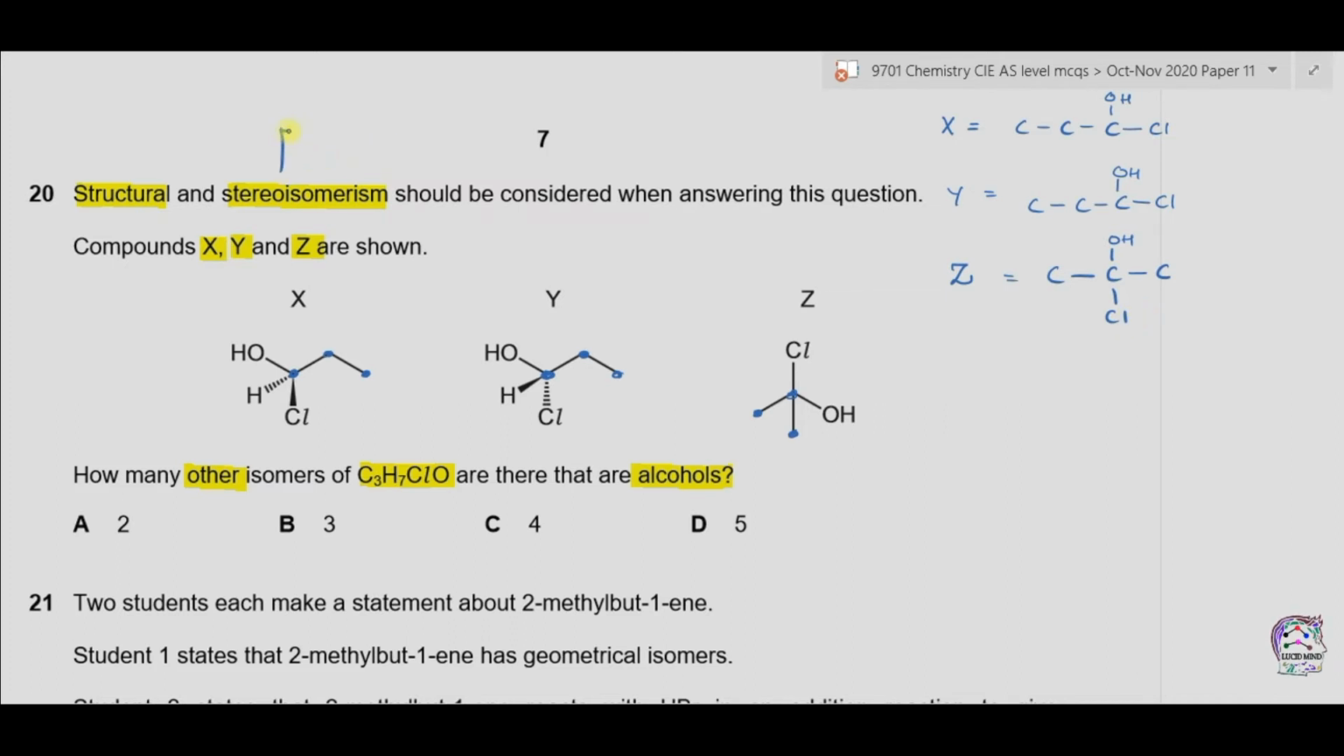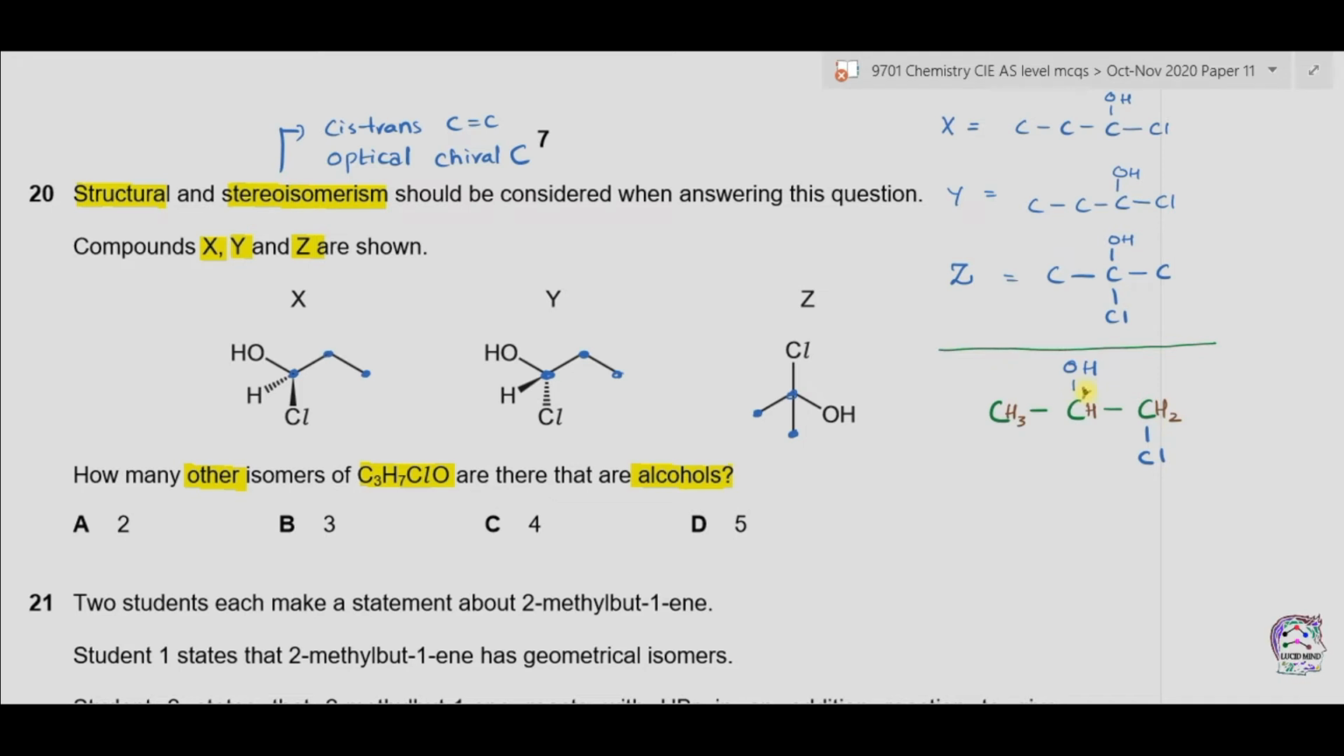In stereoisomerism we have 2 types. Either there should be cis-trans isomerism, which needs a double bond between carbon atoms, or the second one must be optical isomerism, which needs a chiral center. Let's draw the structures that are different from X, Y and Z. We have 3 carbon atoms, where OH is attached to the second carbon and Cl is attached to the third carbon. 3 hydrogen atoms are with this carbon, 1 with this, and 2 with this one.